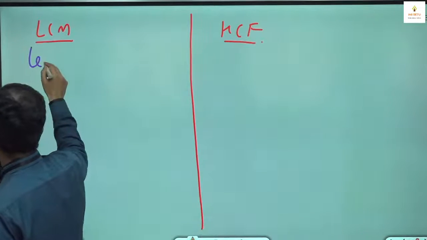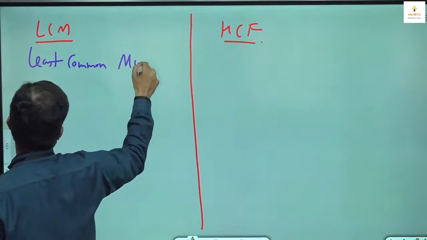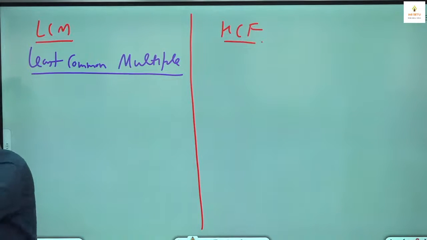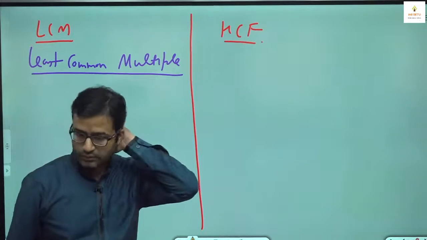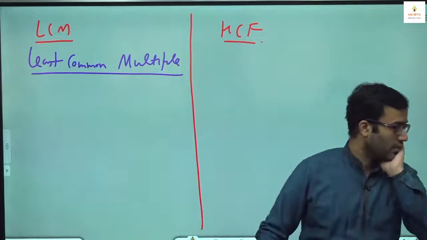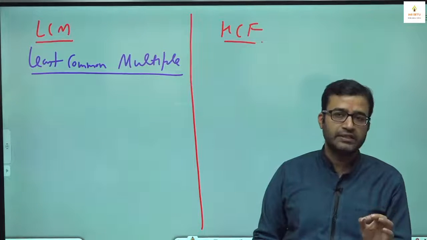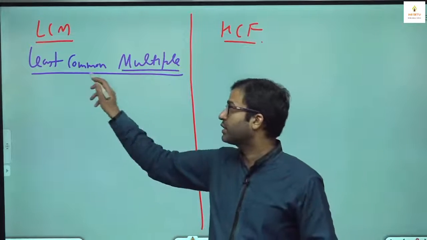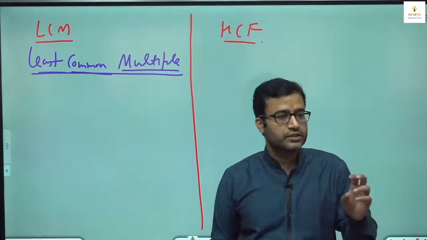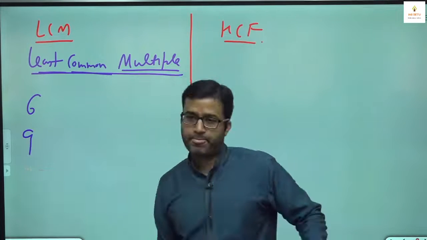LCM, least common multiple. If someone asks me what is the definition of LCM, I tell you these 3 words clearly explain what the definition of LCM is: least common multiple. Like I take numbers 6 and 9.